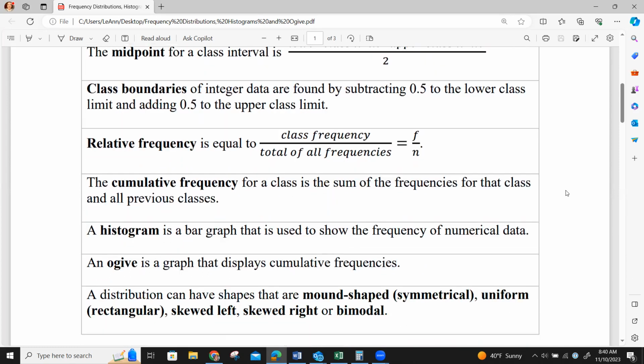And we already kind of mentioned that a histogram is a bar graph that is used to show the frequency of numerical data where the bars actually touch. An ogive is a line graph that shows the cumulative frequencies. So we'll show you how to make one of those.